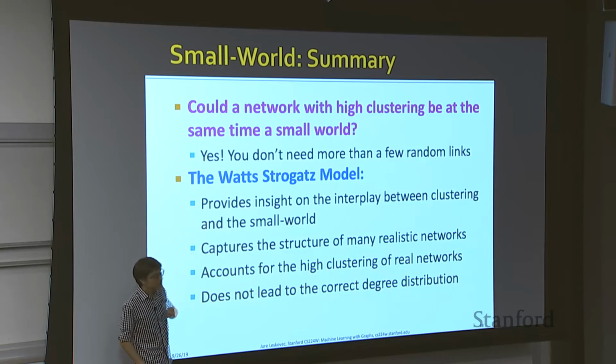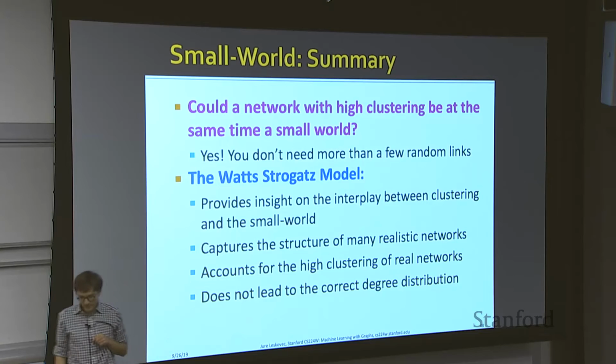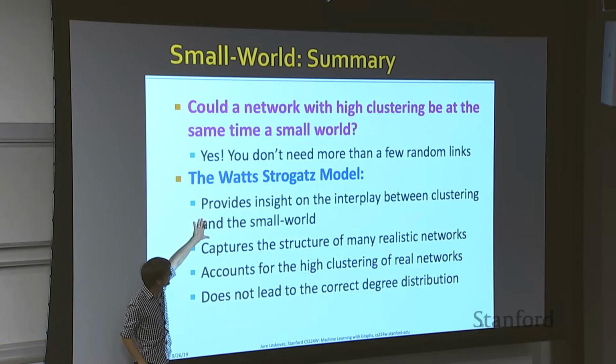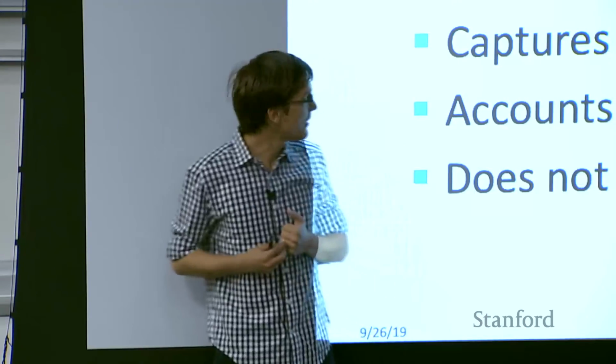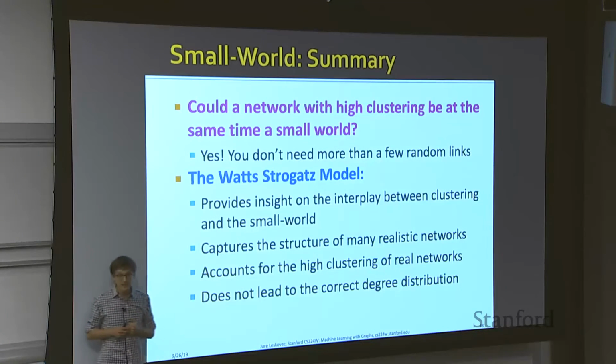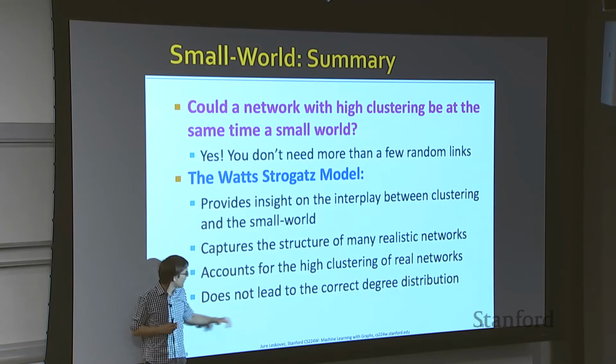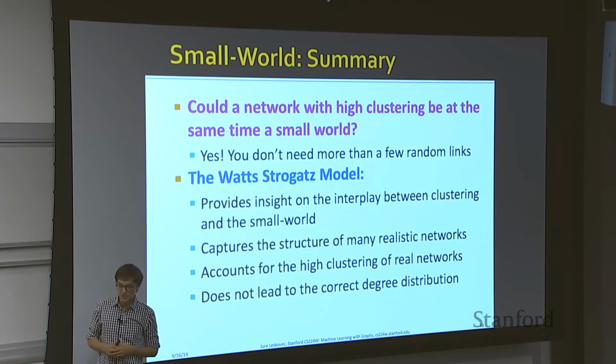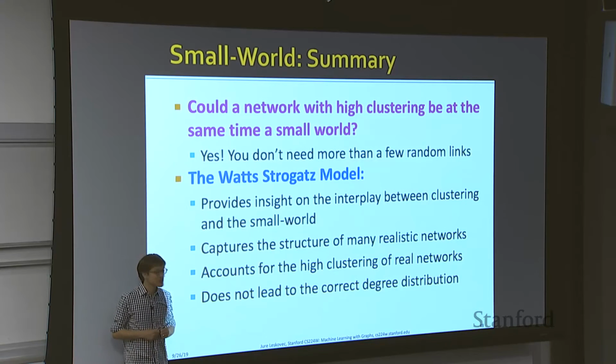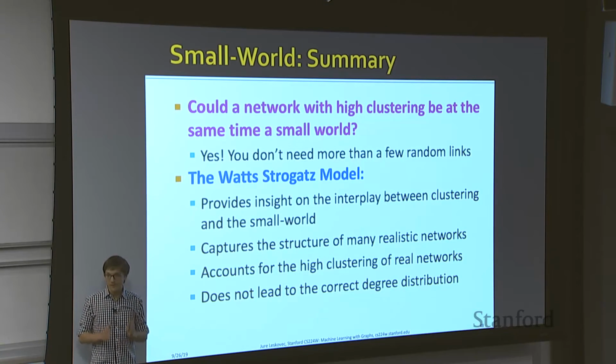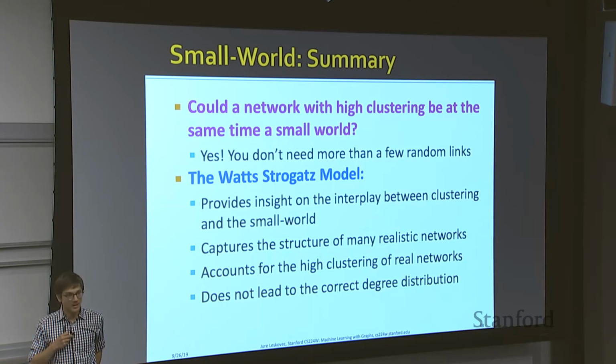So this small world model was developed by two mathematicians from Cornell, Duncan Watts and Steve Strogatz. They basically provided the insight on the interplay between the clustering and this small world low diameter property, and it captures the structure of many realistic networks and accounts for high clustering in real networks. But for example, what it doesn't solve yet is the degree distribution. It doesn't say anything about the degree distribution. So that still remains unsolved. So with this, I will finish. And now Michele will tell you about how to build real graphs in a bit different way. Okay?